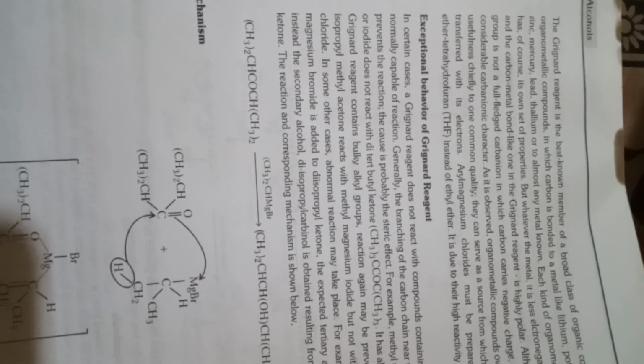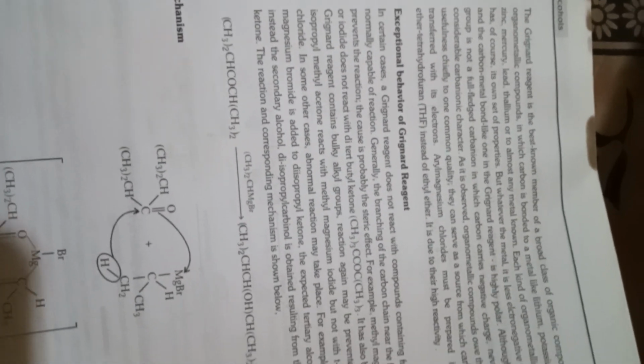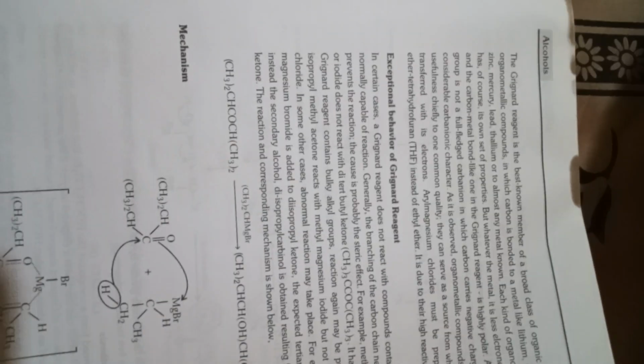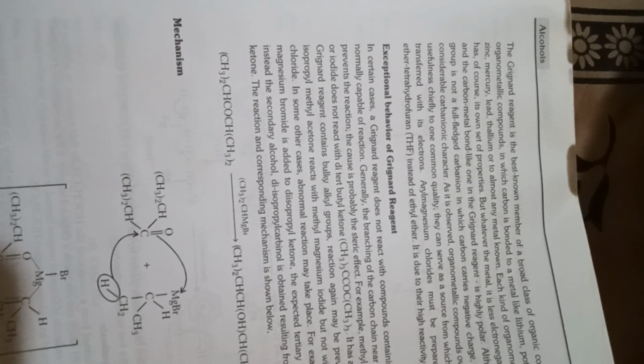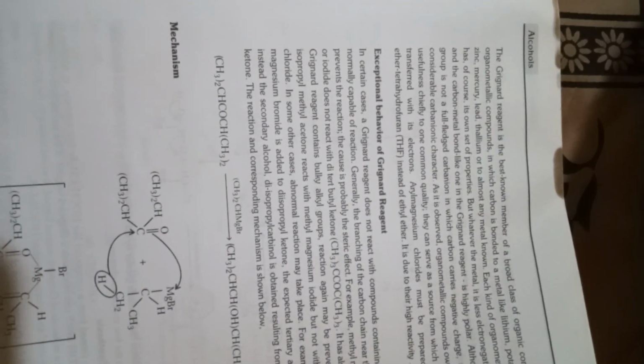Exceptional behavior of Grignard. In certain cases, the Grignard reagent does not react with compounds containing a functional group normally capable of reaction. Generally, the branching of the chain near the functional group prevents the reaction; the cause is probably the steric effect. For example, methyl magnesium bromide or iodide does not react with di-tert-butyl ketone. It has been found that if the Grignard reagent contains a bulky alkyl group, the reaction may again be prevented. For example, isopropyl methyl ketone reacts with methyl magnesium iodide but not with tertiary butyl magnesium chloride.